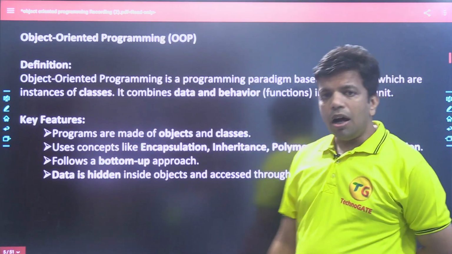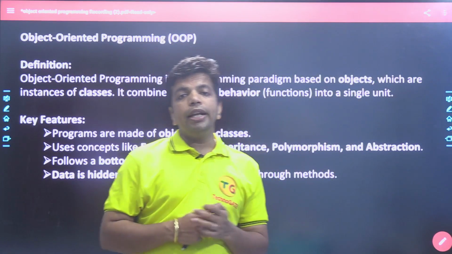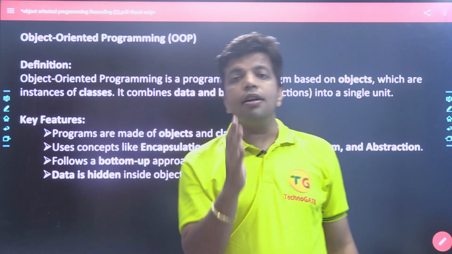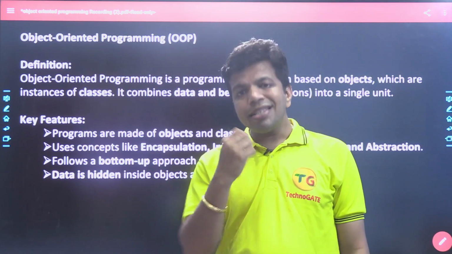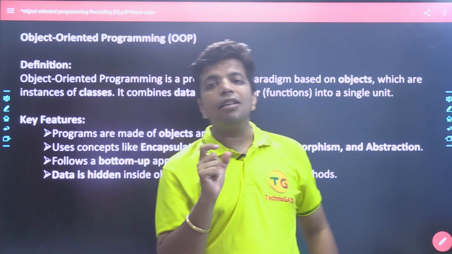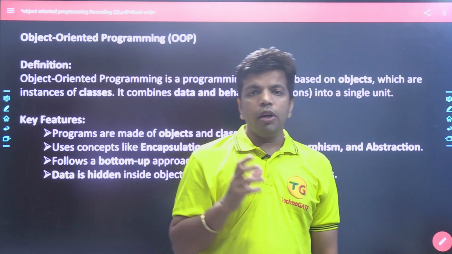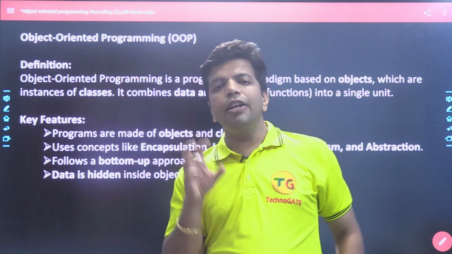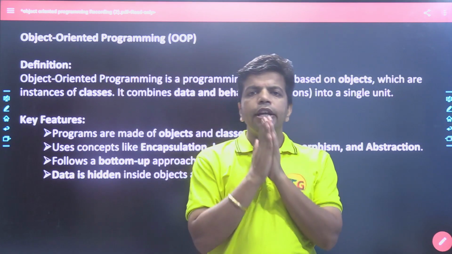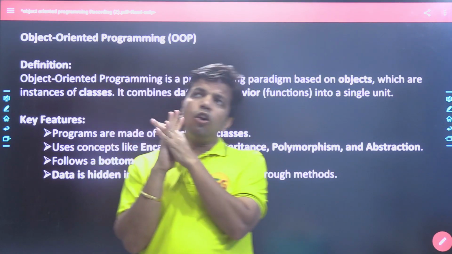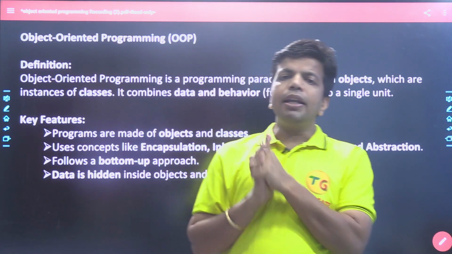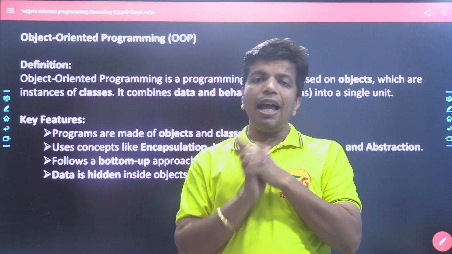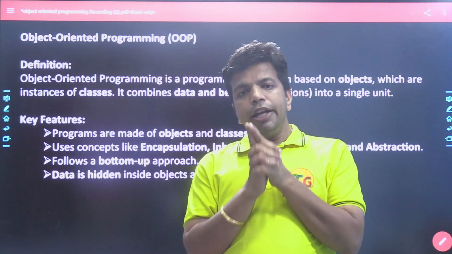Now let's talk about object-oriented programming. So here, rather than focusing on the procedure, we are going to focus on the object. What exactly is an object? An object is simply an instance of a class. Okay, so we can say that it combines data and behavior into a single unit. It means now we are not only focusing on an algorithm, but here we need to focus on the data as well as the function, data and behavior both, in a single unit.